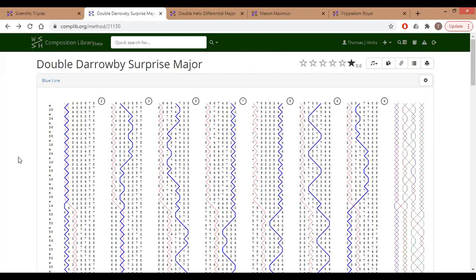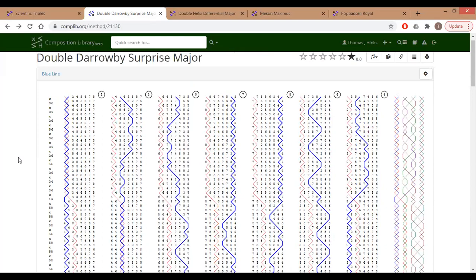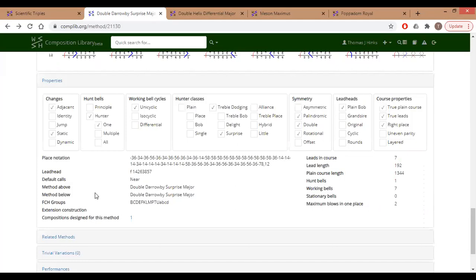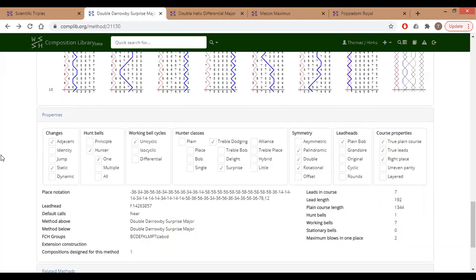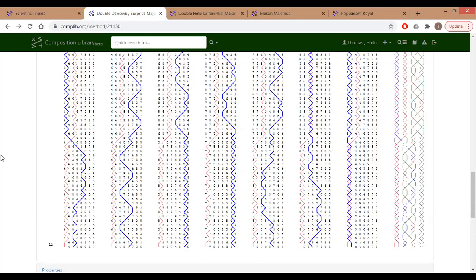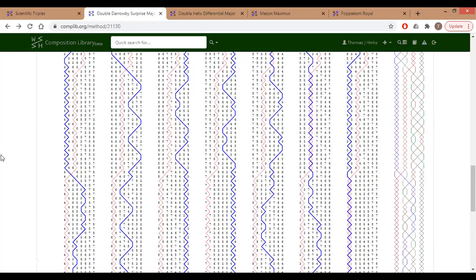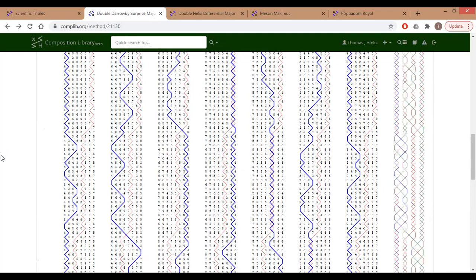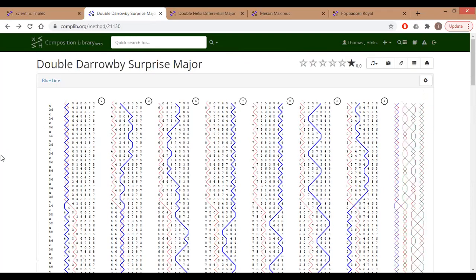The plain course of this method is actually a quarter peal. It's 1,344 changes long, and covers the whole length of a quarter peal. And getting the peal composition was extremely complicated because of the fact that the treble's dodging in every place 11 times, creating basically difficulties for the composer that are too complicated to go into now. But an extraordinarily long blue line and a hard one to learn.